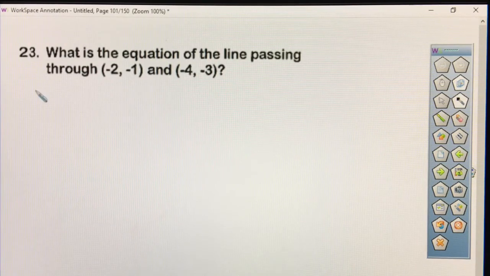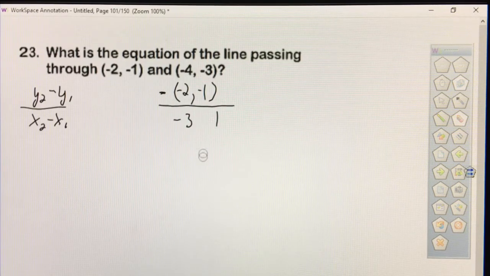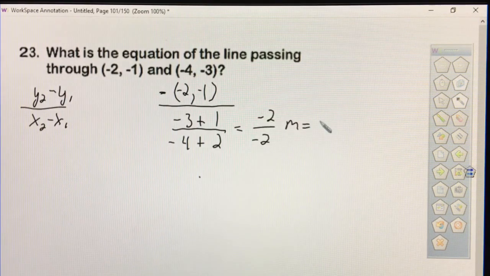First thing I want to do is find the slope. The slope formula is y sub 2 minus y sub 1 over x sub 2 minus x sub 1. What's negative 3 minus negative 1? Negative 3 minus negative 1, that's going to go to positive, over negative 4 minus negative 2. Negative 4 minus negative 2, that's going to go to positive. That's going to equal negative 2 over negative 2. This will give me a slope of positive 1.